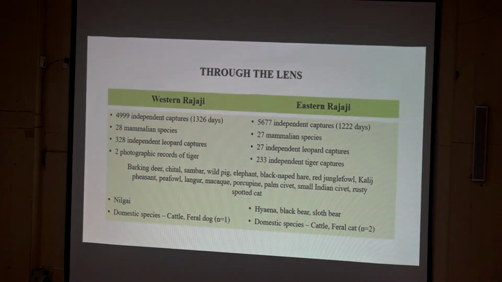Some common species found throughout the landscape were barking deer, chital, sambar, wild boar, porcupine, small Indian civet, langur, and macaque, to name a few. Some species were exclusively recorded only in Western Rajasthan, and hyena, black bear, and sloth bear are seen only in the eastern part of the park. Cattle, in few numbers, were recorded across the park, along with the occasional capture of feral dogs and cats.